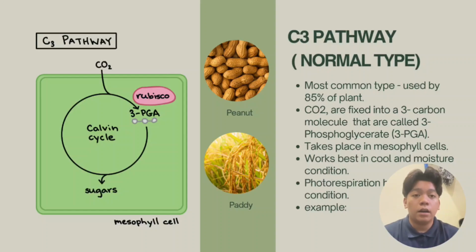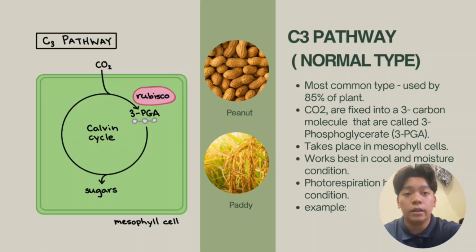C3 plants grow best in cold and moist conditions. However, in hot temperature, photorespiration might happen. If photorespiration happens, the efficiency of the photosynthesis might be low. So this is the example of the C3 plant, which is peanut and paddy.